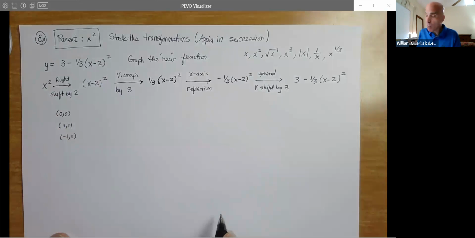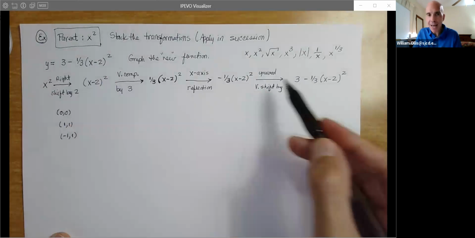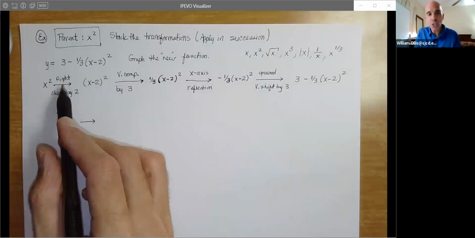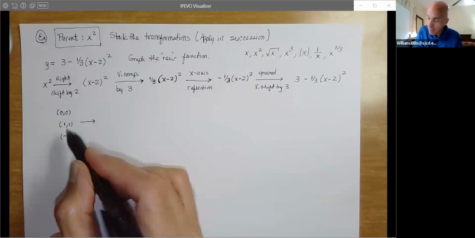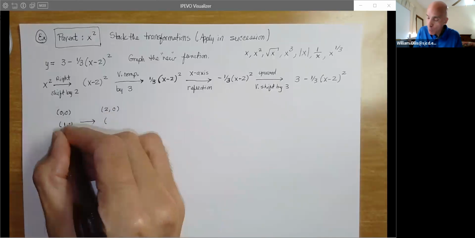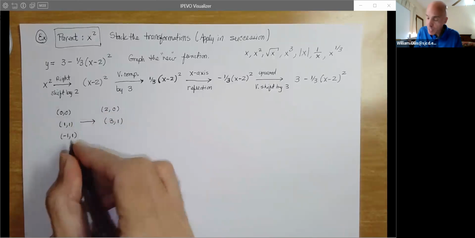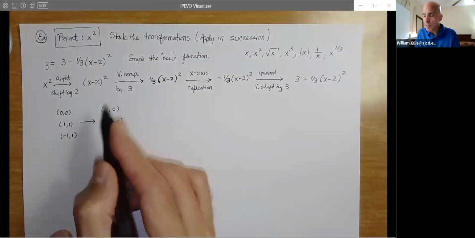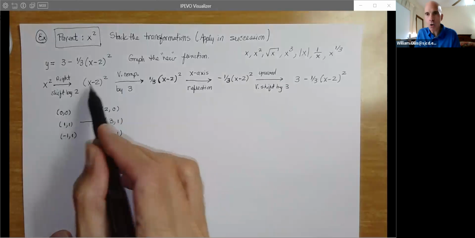Now when we do that, we can apply each of these. That is, we've stacked the transformation. We apply in succession. So the first is we do a right shift by 2. So we add 2 to all the x coordinates. So this gives us 2, 0, 2 plus 1, 3, 1, and then 2 plus negative 1, that's a 1, 1. So now we see that we use both interpretations of what's going on with the horizontal shifts.